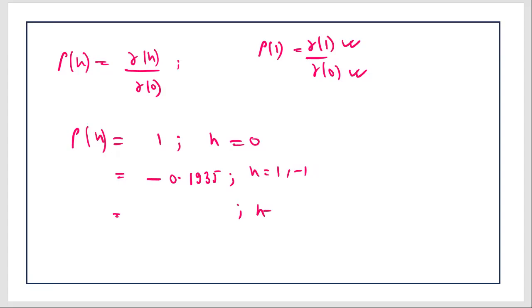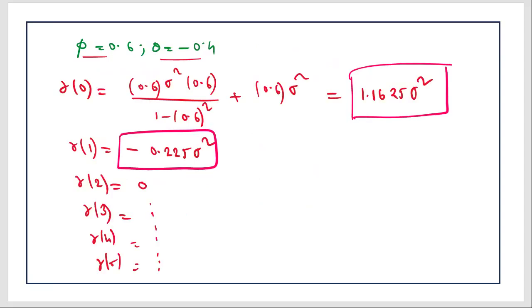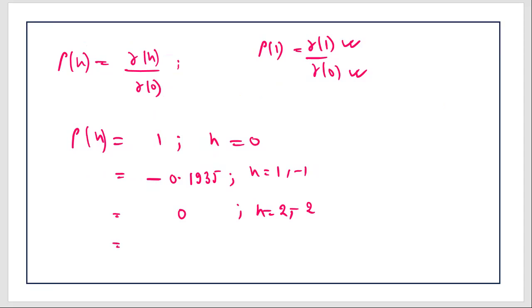Similarly, you can do this for 2 and minus 2. This value will come out to be 0 because gamma 2 is 0. Gamma 2 value is 0, so 0 upon anything will be 0. And you can do this for the rest of the terms. When h is 3, minus 3, when h is 4, minus 4, you will get some specific values. You can write this in this particular format. So this is the required autocorrelation function that we needed to find out. Now all we need to do is to plot it in a correlogram.